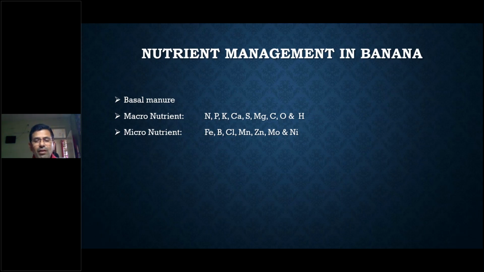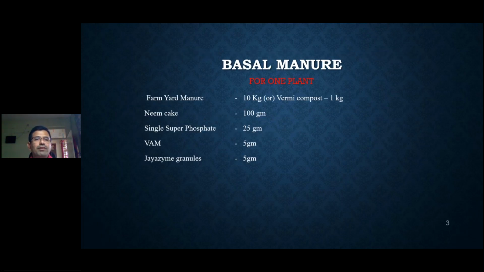Based on that, we can schedule our fertigation and nutrient management. And if we tested our soil and water and it is good, then we have to start with our basal manure, the land preparation, all those things. So we have to start with the basal manure first. What is the basal manure for banana plant? One is farmyard manure, 10 kg. If we are not getting farmyard manure, and if you are getting very good vermicompost, we can use 1 kg. The 1 kg vermicompost, the nutrient value is equal to 10 kg of farmyard manure.